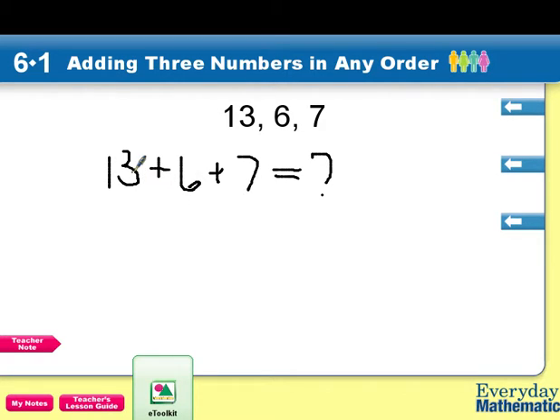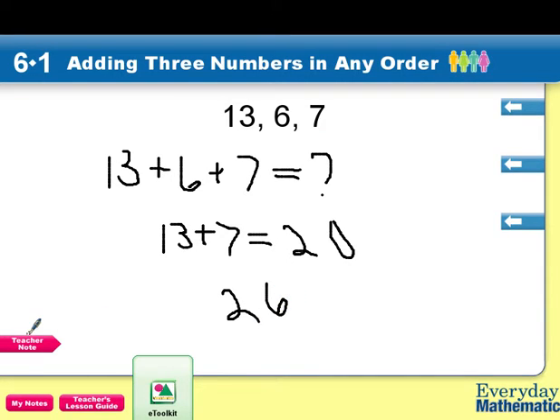So if I'm going to look, I'm going to see that 13 and 7, so 13 plus 7 equals 20. Well, then I know that 20 plus 6 is 26. So we have different ways that we can add these.